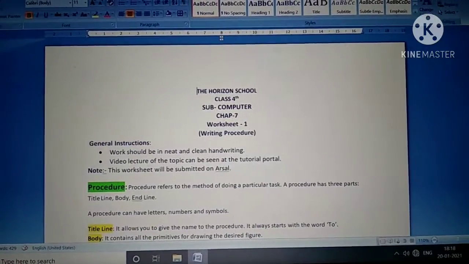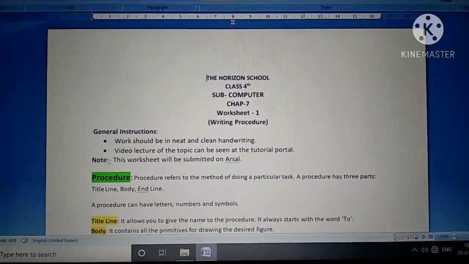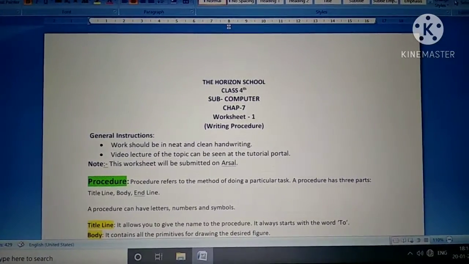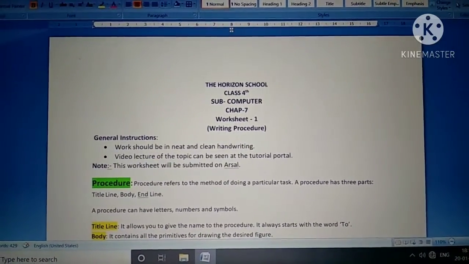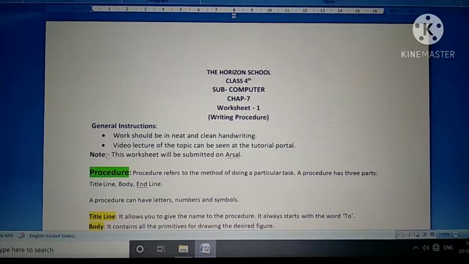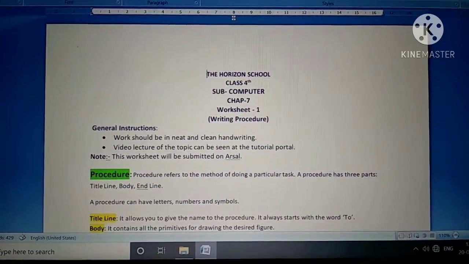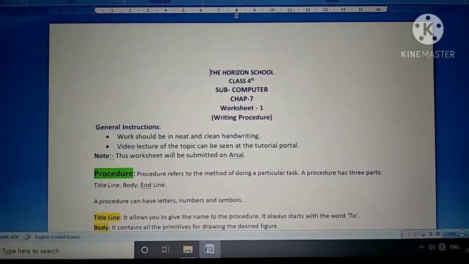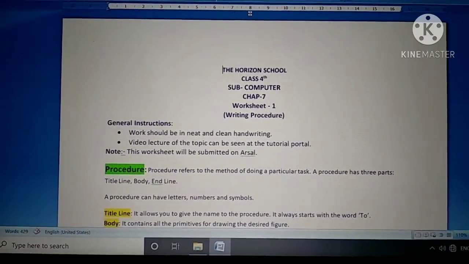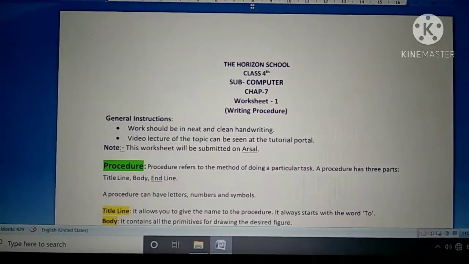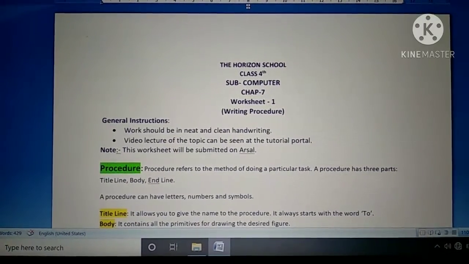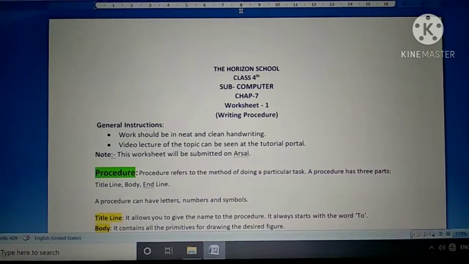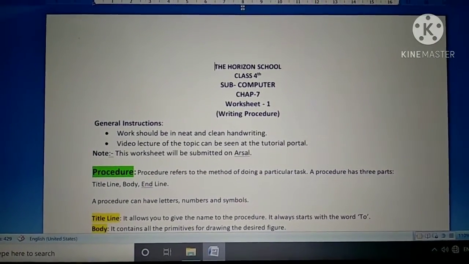So today we are going to start a new chapter, that is writing procedure, which is your chapter number 7. I have already explained a few topics of this chapter in the previous video, so for that we will have a quick recap. First we will study it from the book and then we will discuss this worksheet. Please all of you open your books.